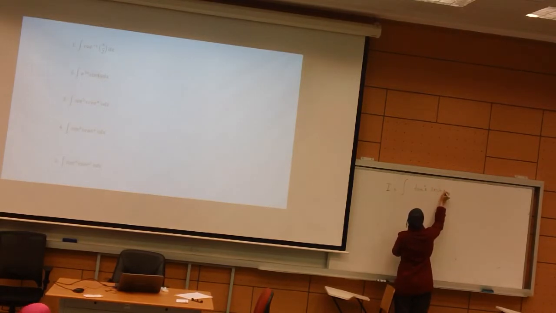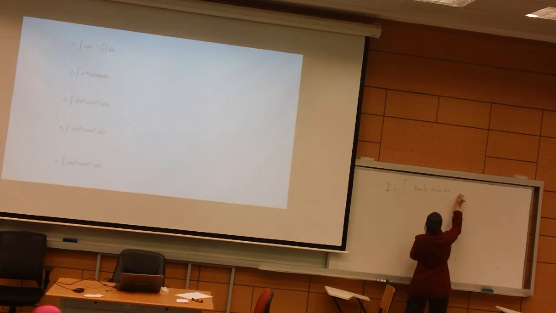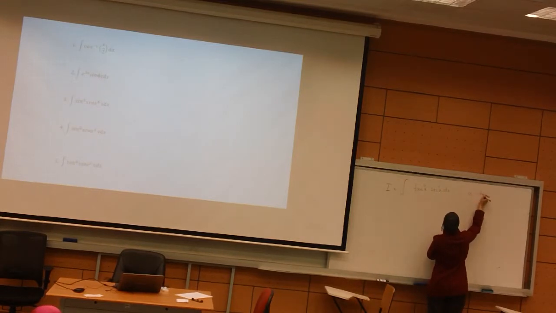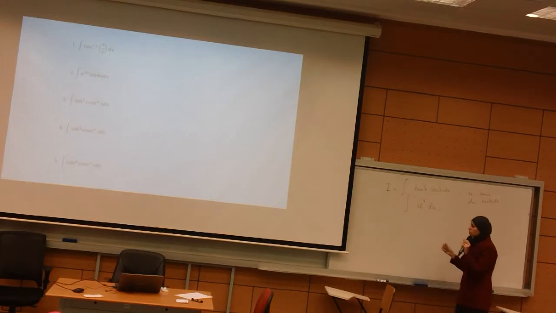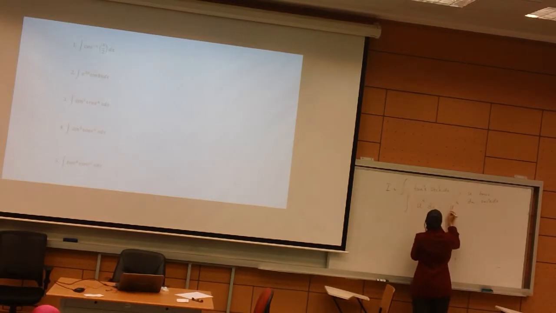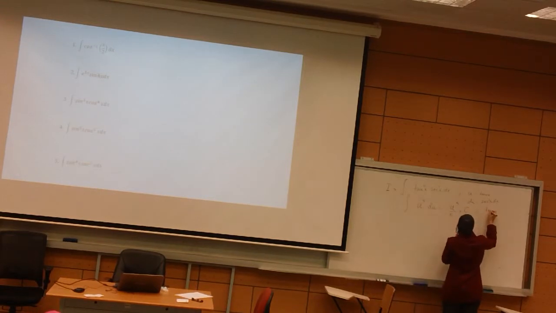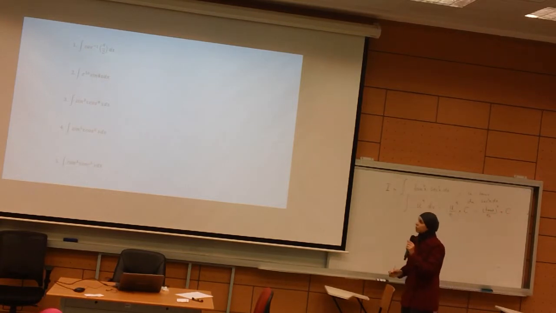Secant squared x dx. If we assume that u equals tan x, then du equals secant squared x dx. So it can be reduced into the form of u to the power 4 du, which can be solved using the power rule as u to the power 5 over 5 plus a constant c, which is tan x to the power 5 over 5 plus c.